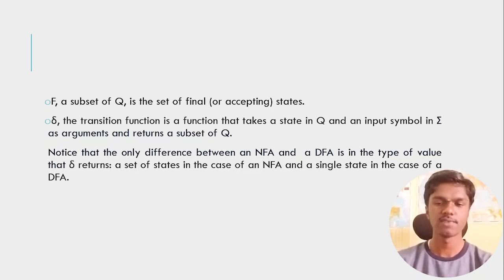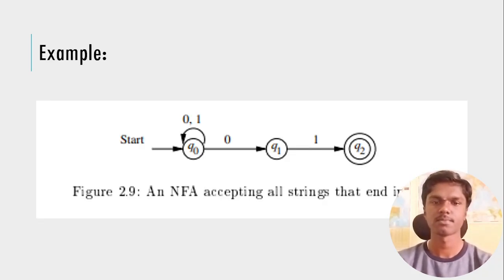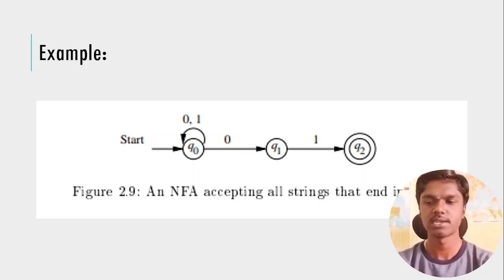Notice that the only difference between an NFA and a DFA is in the type of value that delta returns: a set of states in the case of an NFA and a single state in the case of a DFA. Example. In this example, q0 is our start state and q2 is our final state, which is indicated by two circles.